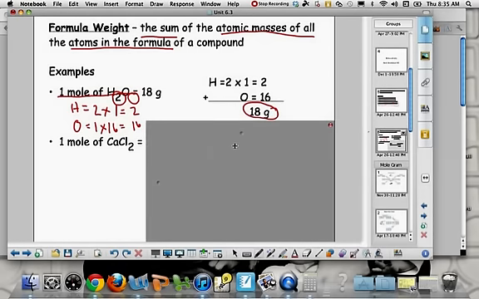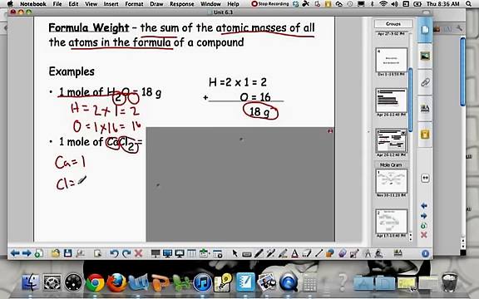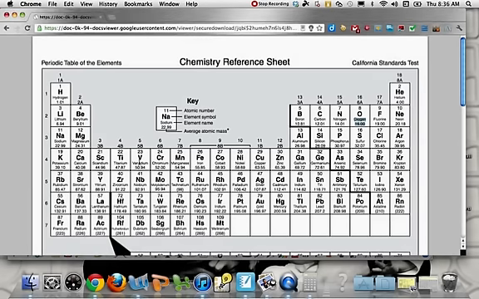Let's take a look at the calcium chloride. You guys already saw the answer there, a little sneak peek, 111. But let's take a look at how we do this. Looking at my formula, I have 1 calcium, so I have Ca. There's 1 of them there. Looking at my formula, I have 2 chlorines, so I have Cl, that's 2 chlorines there. Let's take a look at the periodic table and look at their individual masses in order to figure out what their total formula weight is.